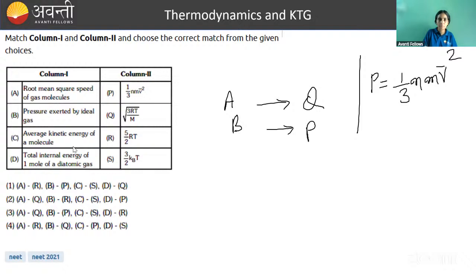P. If you talk about C, average kinetic energy of a molecule. So molecule का average kinetic energy क्या होता है? सिंगल मॉलिक्यूल का. ठीक है, ये 5/2 RT भी लग रहा है क्योंकि वो मॉलिक्यूल डायटोमिक भी हो सकता है. सो C थोड़ा कंफ्यूजिंग लग रहा है, D पे चलते. टोटल एनर्जी ऑफ 1 मोल ऑफ ए डायटोमिक गैस, इसका तो श्योर है कि 5/2 RT होगा. Then we are left with only one option, that is S. So C के लिए S करेक्ट होगा.